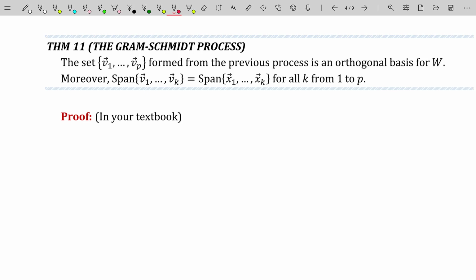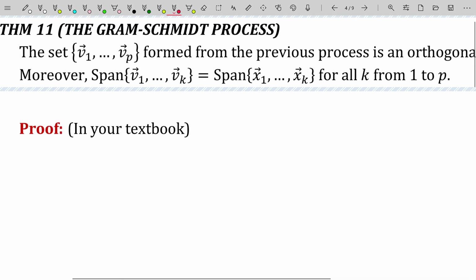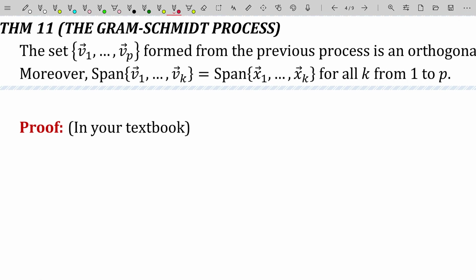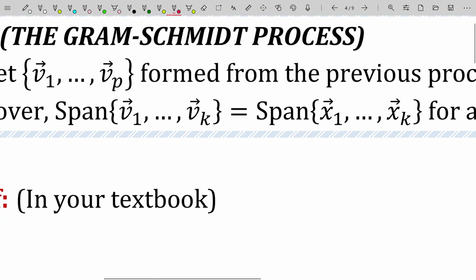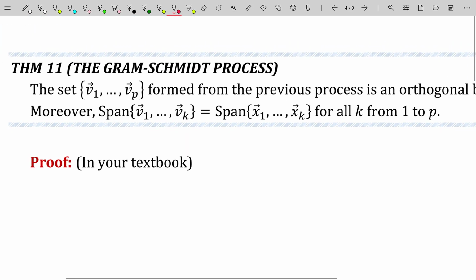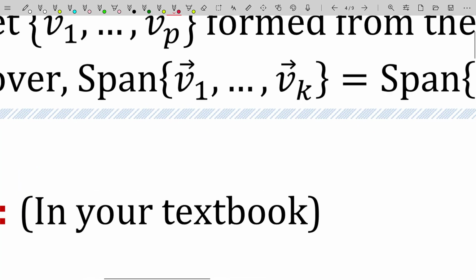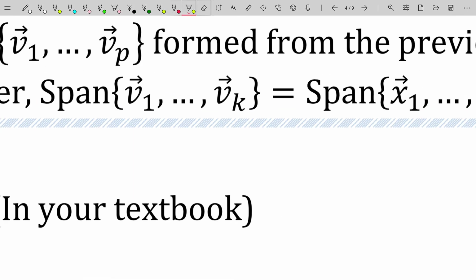The set v1 through vp that is formed from the previous process is an orthogonal basis for our subspace that we were working with. Moreover, and this is an important part, it is actually very important, the span of v sub 1 through v sub k is the same as the span of x sub 1 through x sub k for every single k from 1 through p. That is, the span of x1 just by itself. Let's just look at the span of x1. Well, that should be the same as the span of v1. Well, that makes sense because x1 and v1 were actually the same vectors.